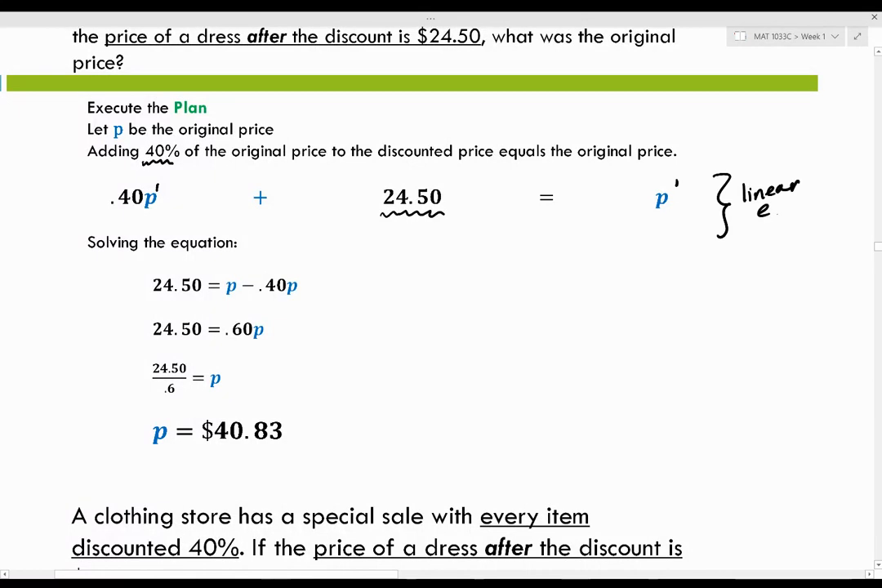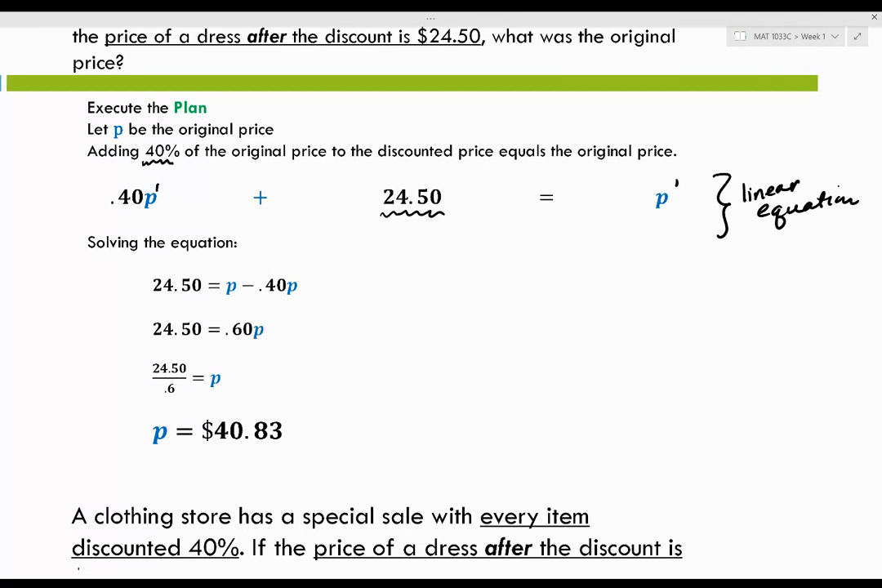Okay, and I can solve this how I normally would, which means that I need my variable to be isolated or alone on one side of the equation. So I moved all of my p's to the right side, which gave me 0.6p equals 2450. And I need p to be by itself, so I divide both sides of my equation by 0.6. And my price turns out to be 40.83, okay?